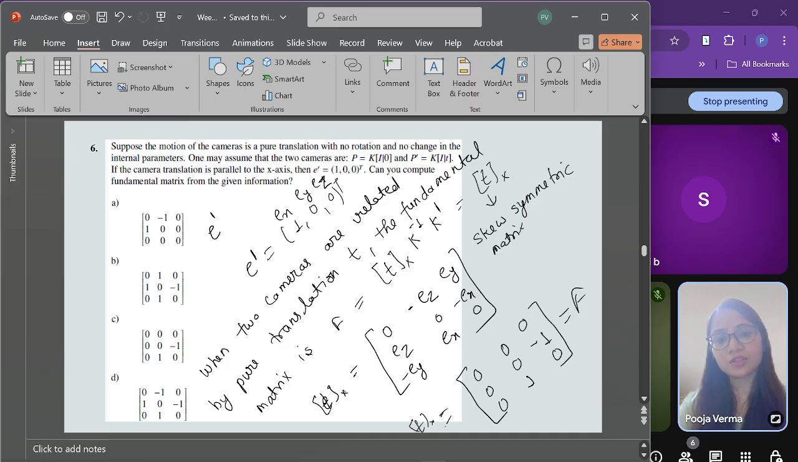Just tick the answer which is correct. Option C is matching: 0, 0, 0, 0, 0, minus 1, 0, 1, 0. So option C is the only correct answer for this question. Have you got this question?